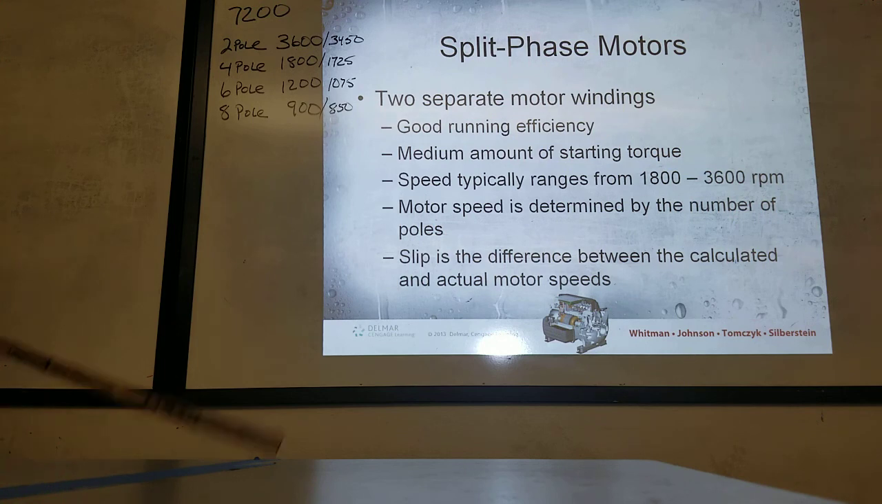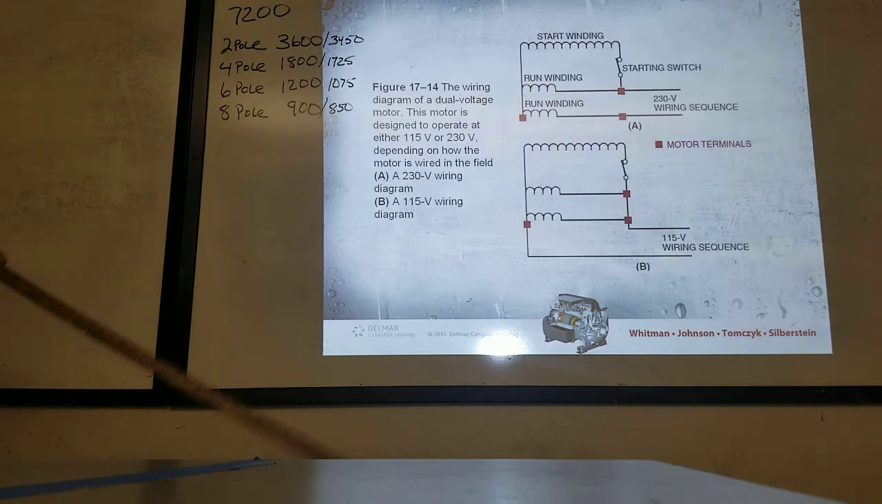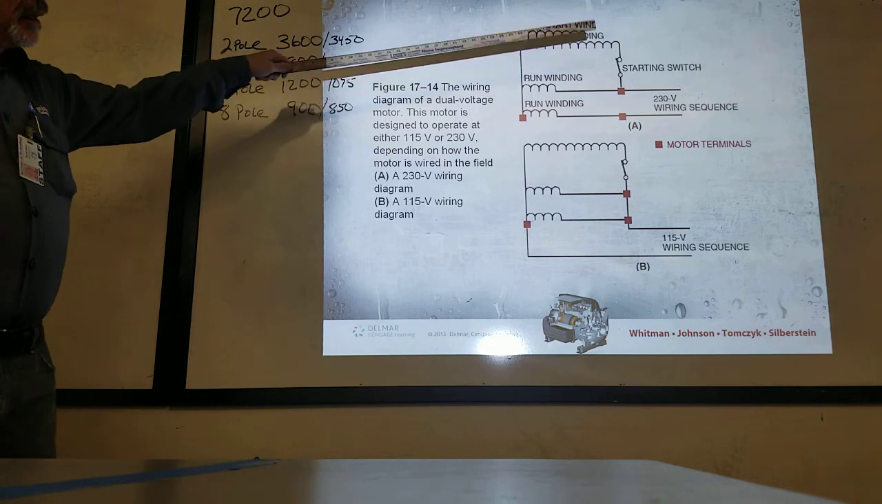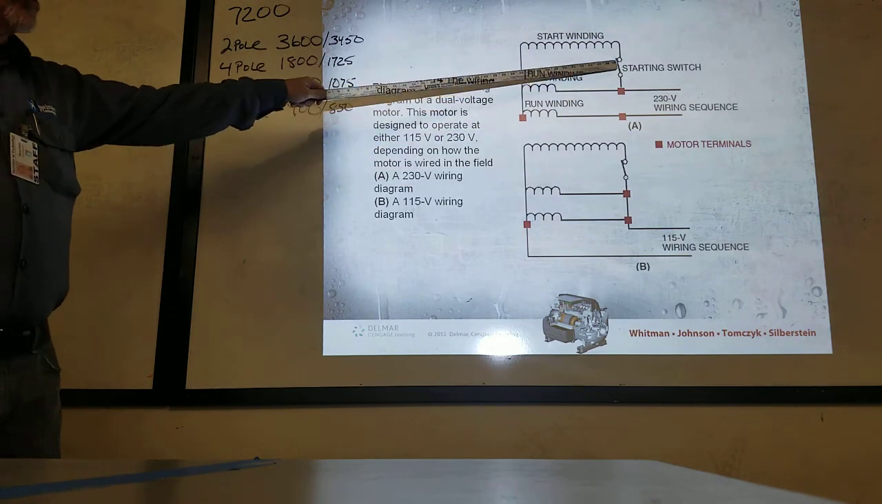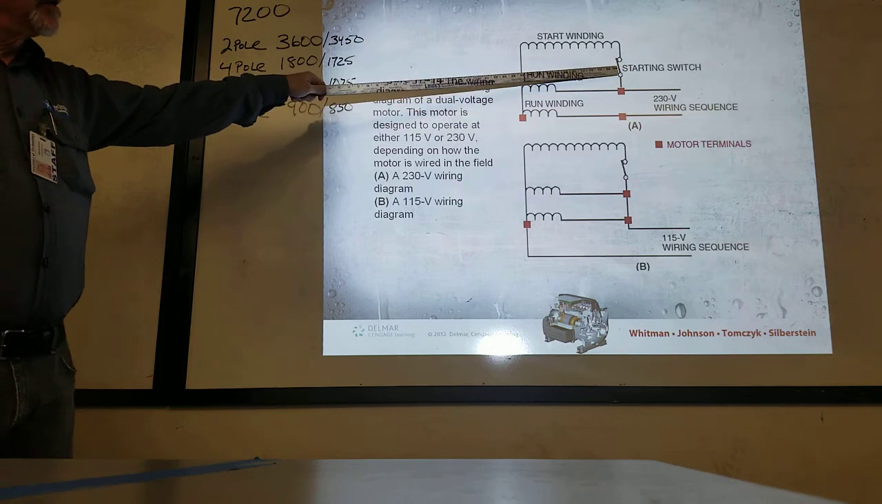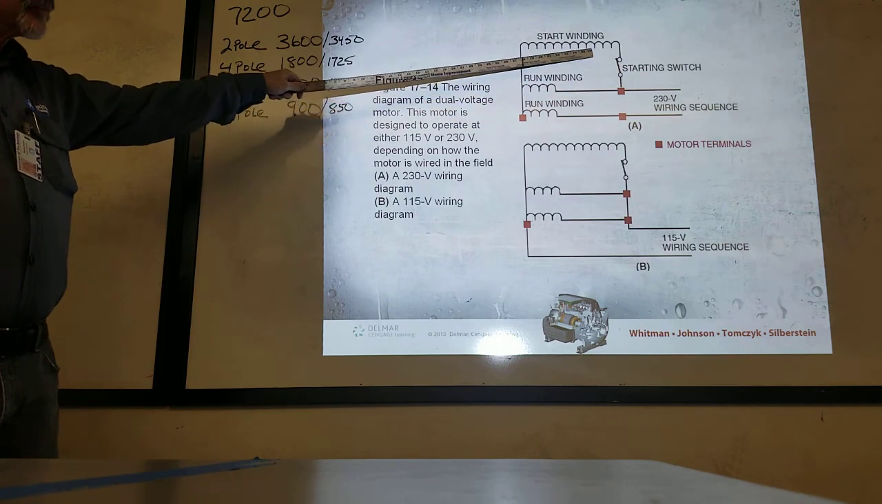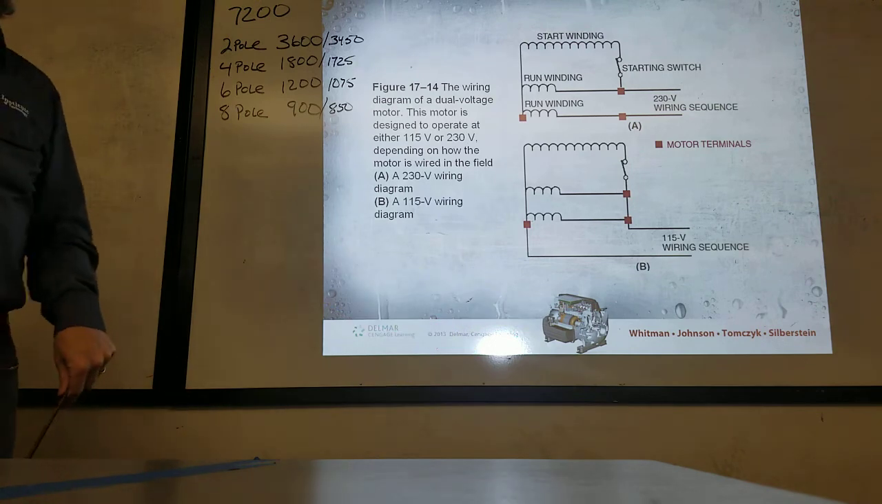Repetition. Split phase motors. This is the motor that you're gonna deal with the most. Split phase has 2 separate windings, a start winding and a run winding. The starter switch, which is the centrifugal switch, takes out the starting winding once that motor gets up to speed.